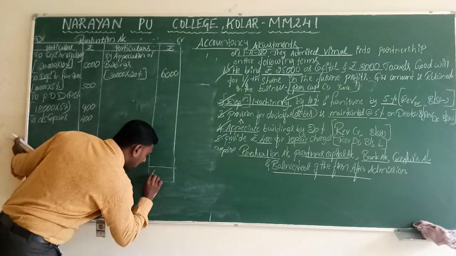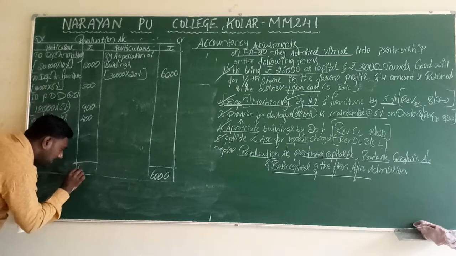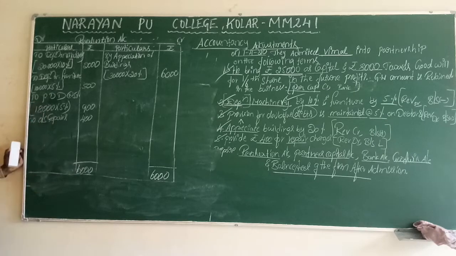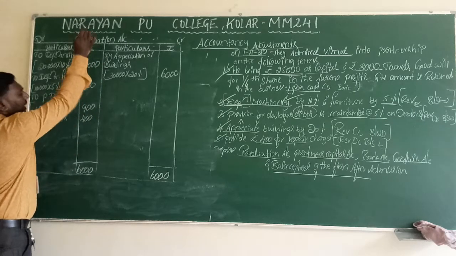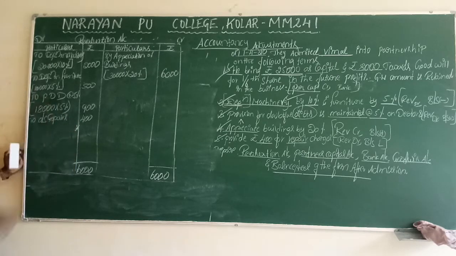We should record 6,000 here only. The same value we should record on the debit side also, 6,000. Out of this 6,000, we should deduct all expenses. We will get profit. That profit we transfer to the partners' capital account.